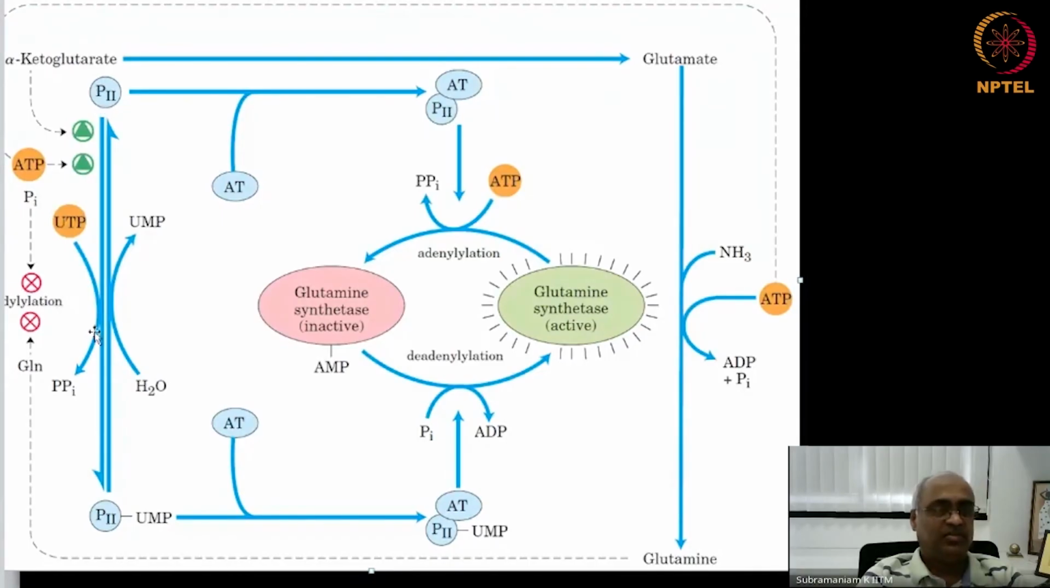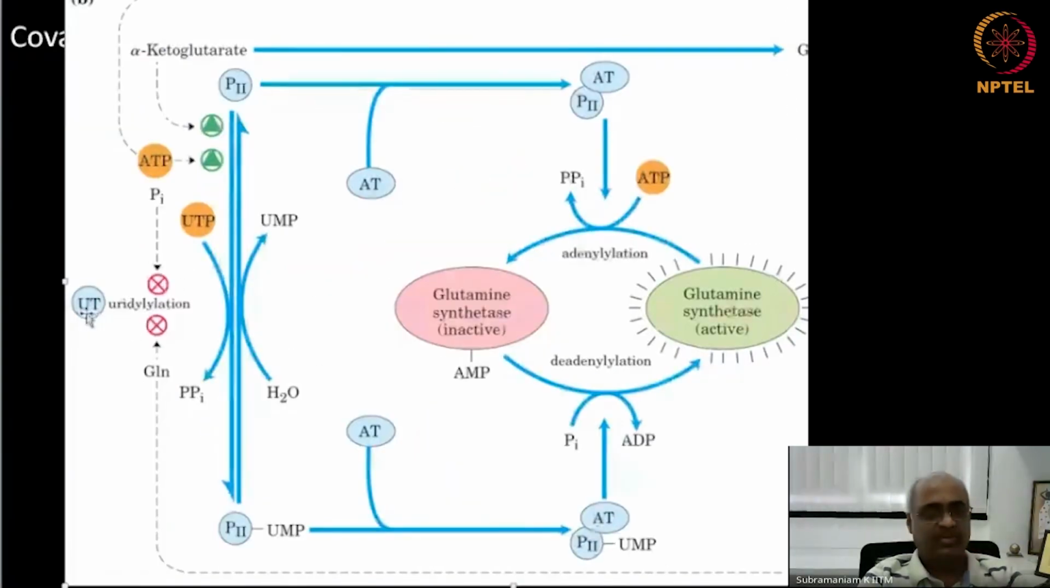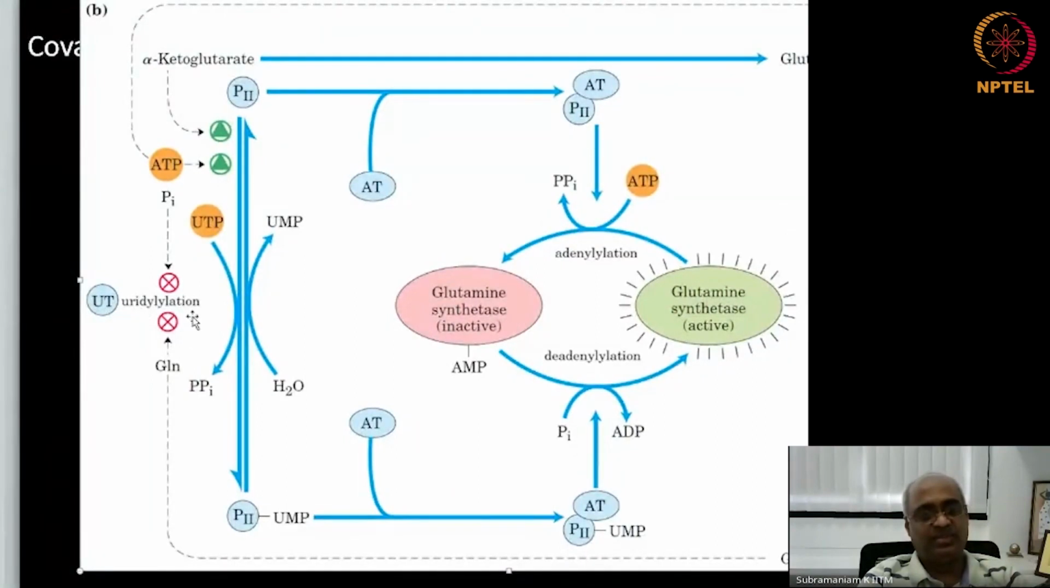Now let us look at how P2 is regulated. Okay, so what P2 does, then we will think about the regulation. Right now, don't look at all these triangles, circles, green color, all that. Only look at the blue. The P2, as we see here, it can be free P2 or UMP-P2, and that is done by an enzyme UT, uridyl transferase.